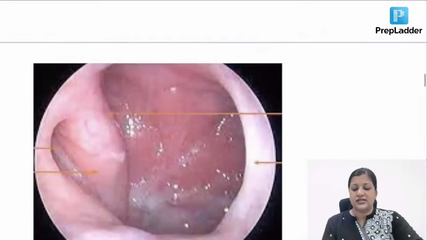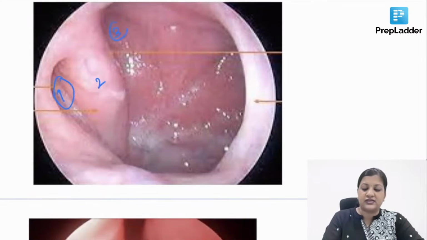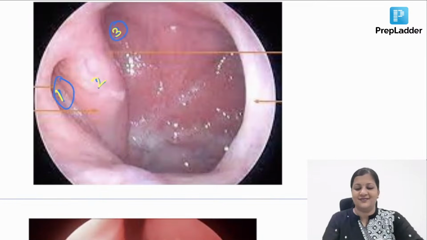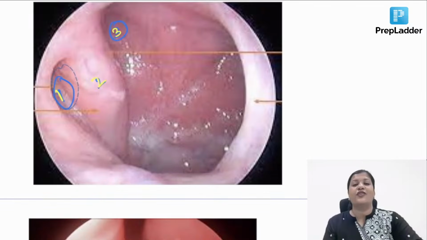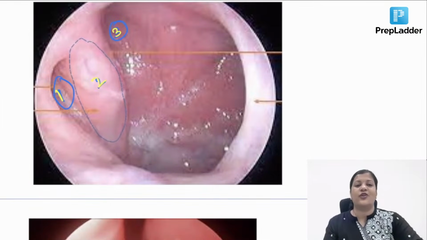Right. Now let's go to this image. Again, a constant where they keep asking you what is the structure. This is 1, this is 2, and this is 3. So can you label what is 1, 2, and 3? Can you all tell me what this is? 1 is the opening of a tube that connects the middle ear to the nasopharynx. So it's nothing but your eustachian tube. What is 2? There is a cushion that covers the eustachian tube. What is this cushion called? Yes, that is nothing but your torus tubarius.